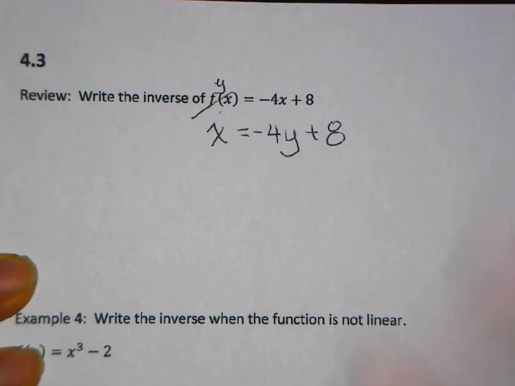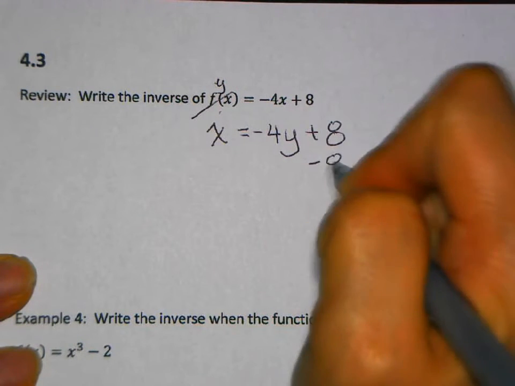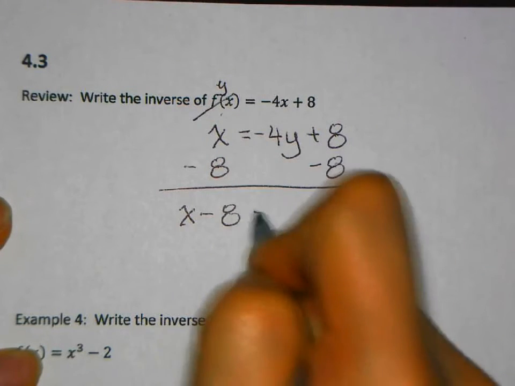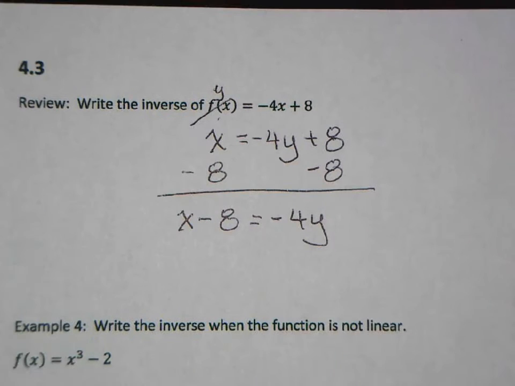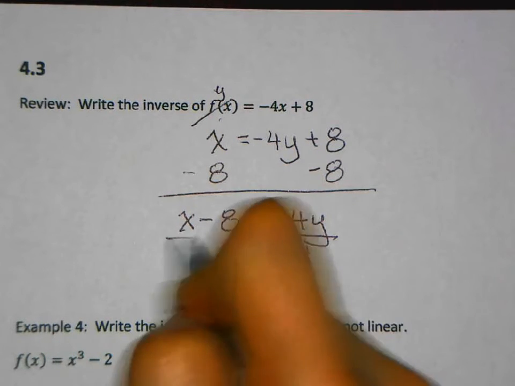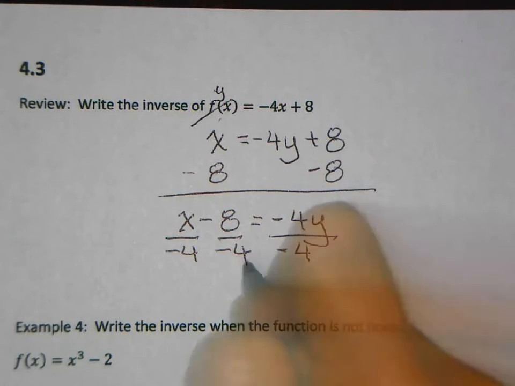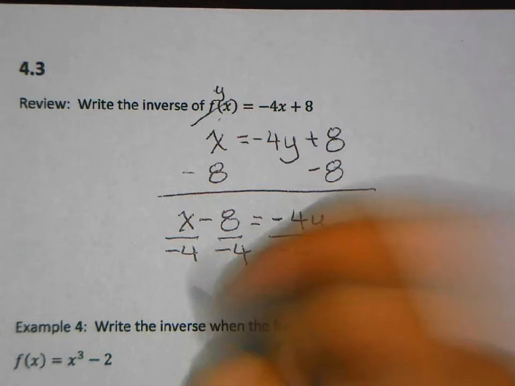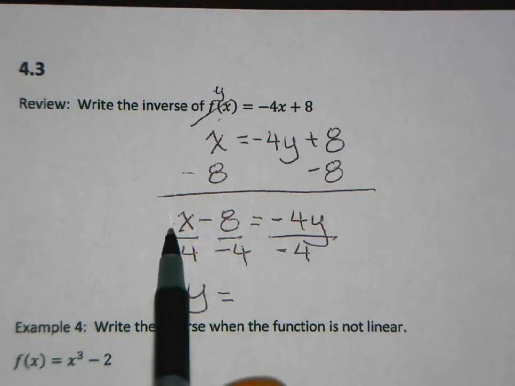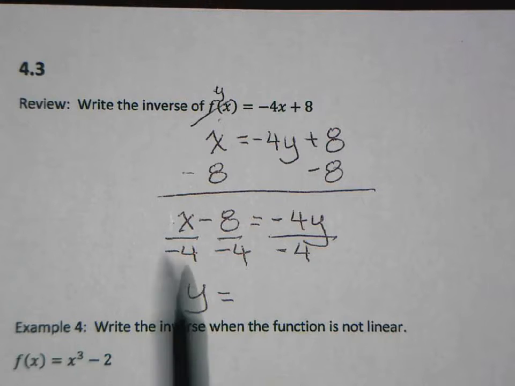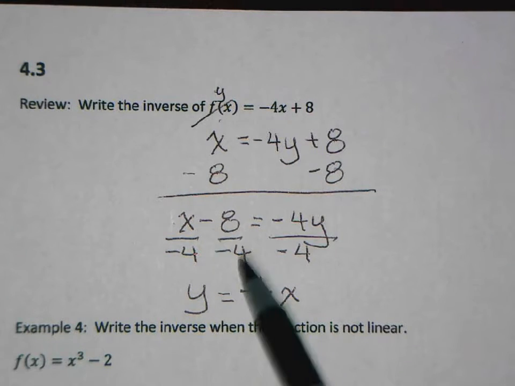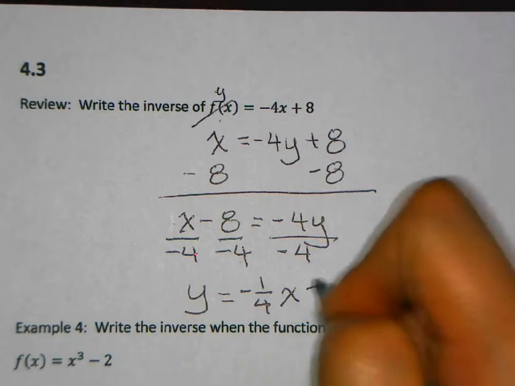Pam does backward. I'm going to subtract the 8 on both sides. So that's going to leave me with x minus 8 equals negative 4y. And then I'm going to divide negative 4 onto everything. So that's going to leave me with y equals, I got an invisible 1 on top in front of the x, so it'll be negative 1/4 x, and then you have a negative 8 divided by negative 4. That's going to give me a positive 2.